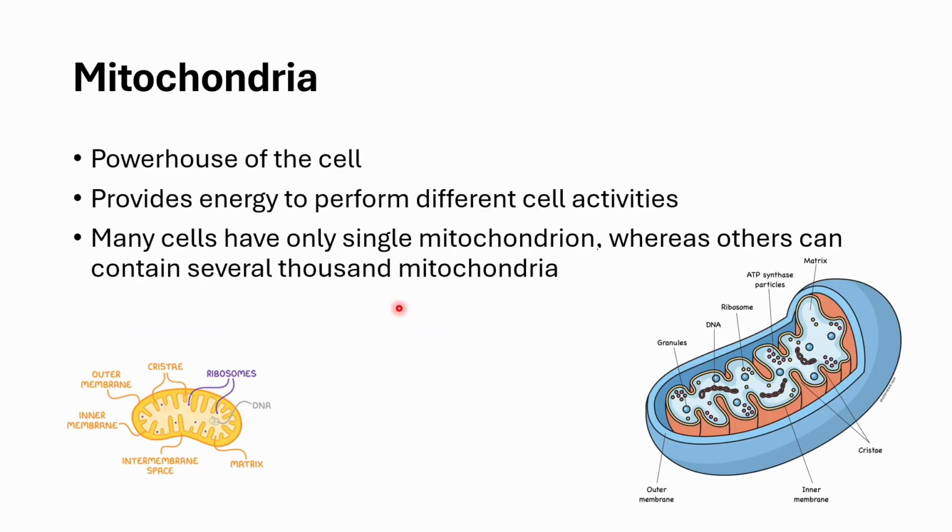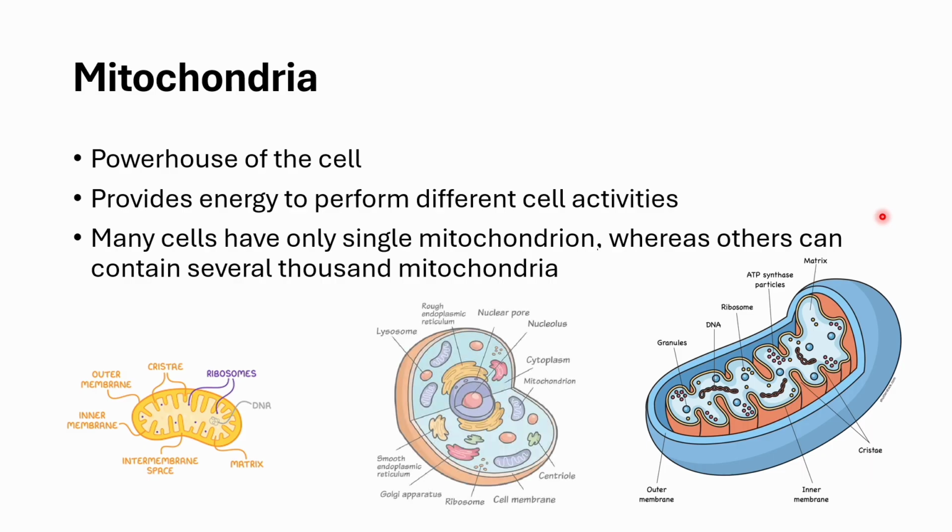Next one is the mitochondria, which is again the powerhouse of the cell. As I told you earlier, it's like a generator or a UPS or a battery which supplies electricity to the company. So it's like the powerhouse of the cell, providing energy to perform different cell activities. Many cells have only a single mitochondrion, whereas others can have several thousand mitochondria. In this cell, if you see, this part is the mitochondria, present in the cell as well.